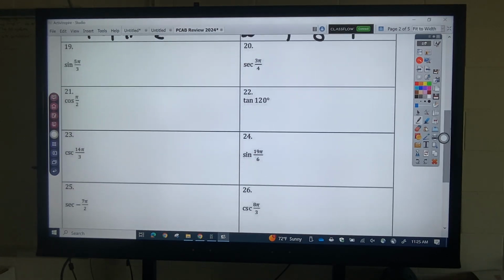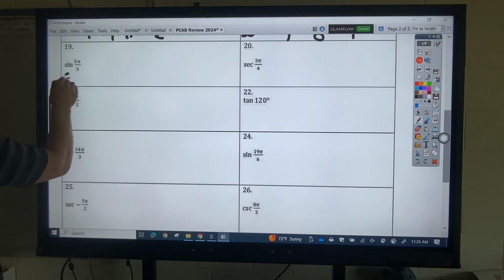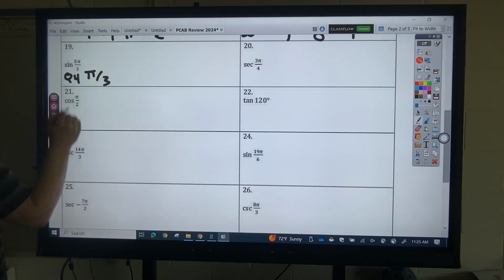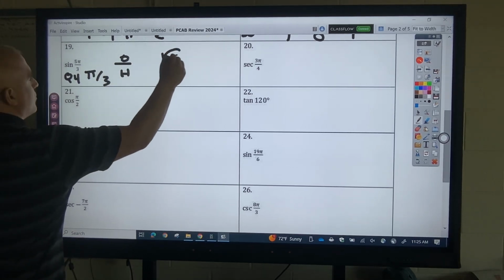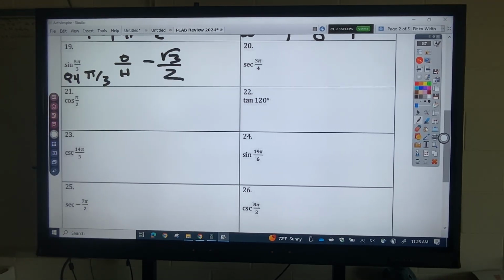Okay, scrolling down. Okay, 5 pi over 3. This is in quadrant number 4. Okay, that's the pi over 3 triangle, the 60-degree triangle. Okay, so that's O over H. That's going to be square root of 3 over 2. Since it's in quadrant 4, that's going to be negative.